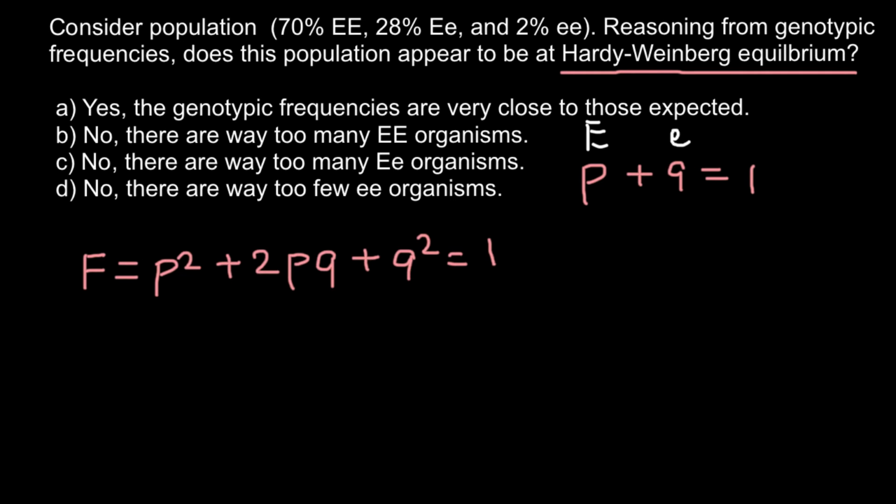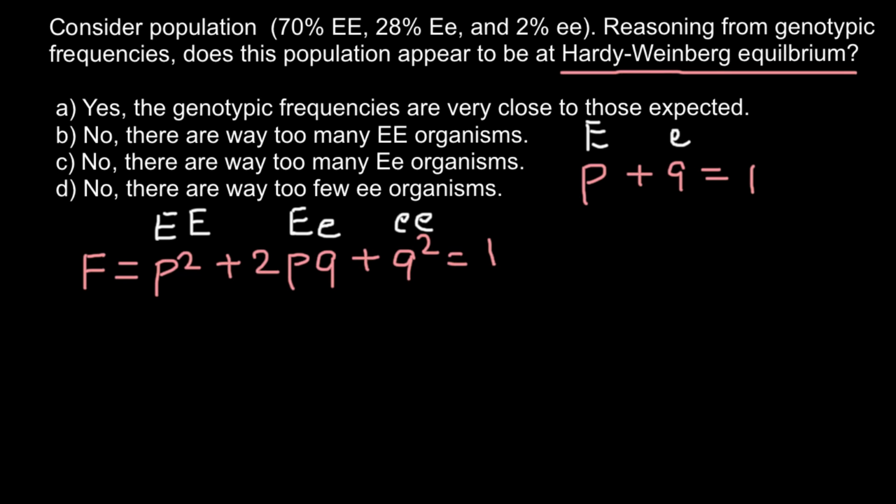So p squared in this formula stands for the homozygous dominant genotype. 2pq stands for the heterozygous genotype, so capital E, small e, and q squared stands for the homozygous recessive genotype, so small e, small e. So 2 alleles can make 3 genotypes. So far it is very easy and understandable.